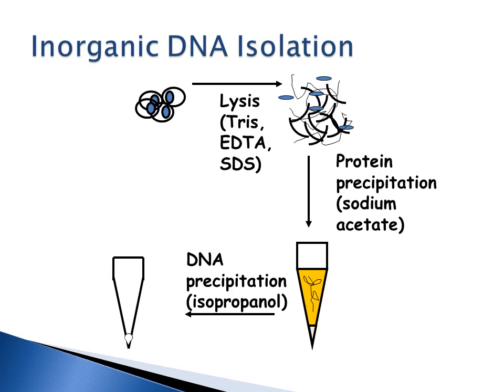So you can use inorganic DNA isolation methods where you have your cells, you're going to lyse your cells with TE and detergent, your SDS, and you're going to precipitate out your proteins using sodium acetate. You want to remove those proteins so that you can then isolate your DNA using isopropanol.